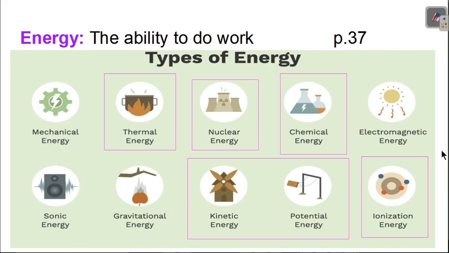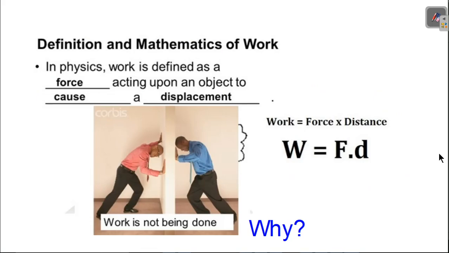Okay. Now, we said that energy was the ability to do work. So what is the definition of that work? Work, basically, W here for work, is a force times the displacement that force applies. So this is the mathematical equation that allows us to calculate work. And you will not need to do that for chemistry. You do that in physics. So, force acting upon an object to cause a displacement, that's what work is.